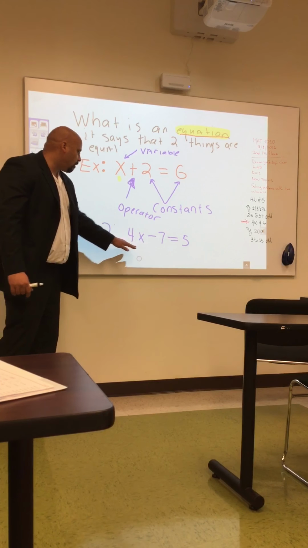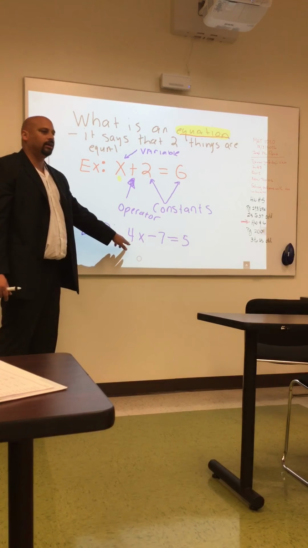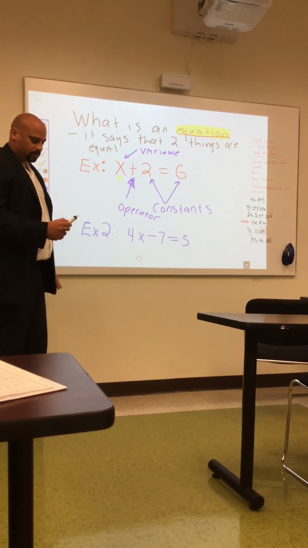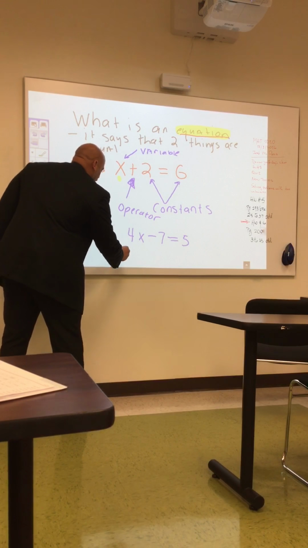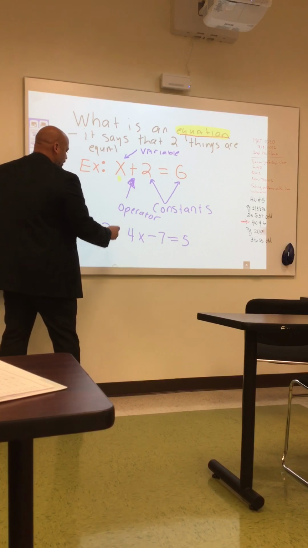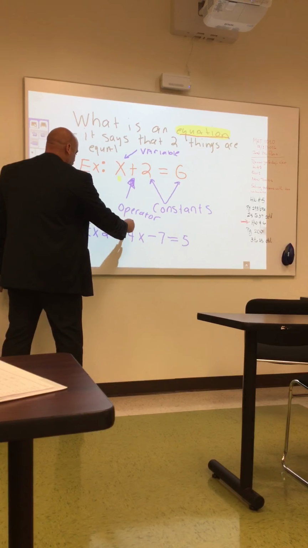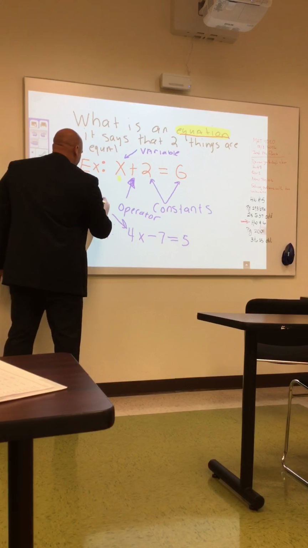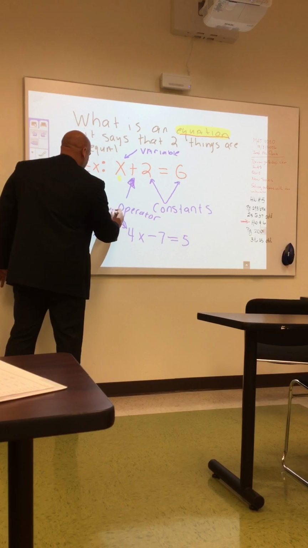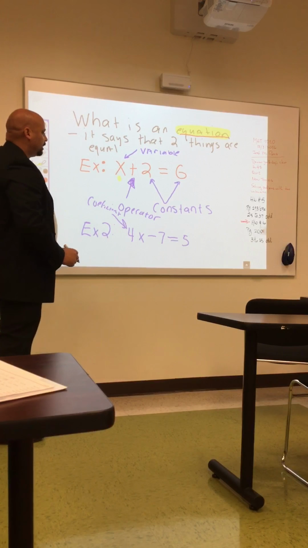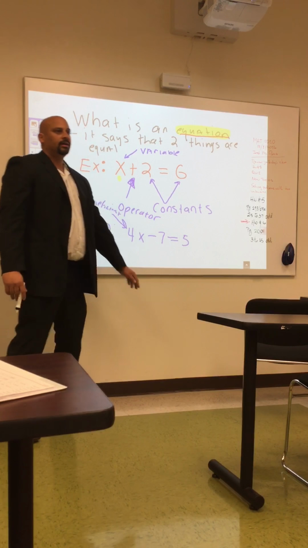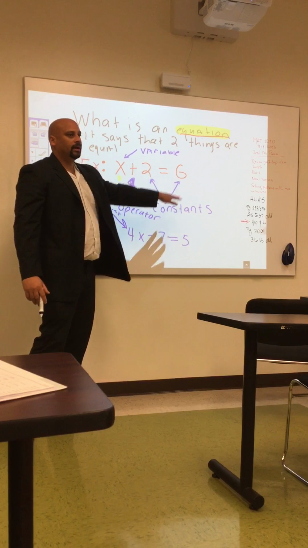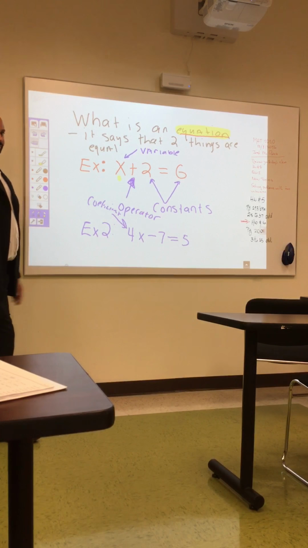So in here, the 4 and the x, 4x, what is that called, the 4? Again, it's called the what? Coefficient. Very good. Let me get the marker working here. Coefficient. And what is the -7 called? And the 5? They're called the what? The constants. Is that clear?